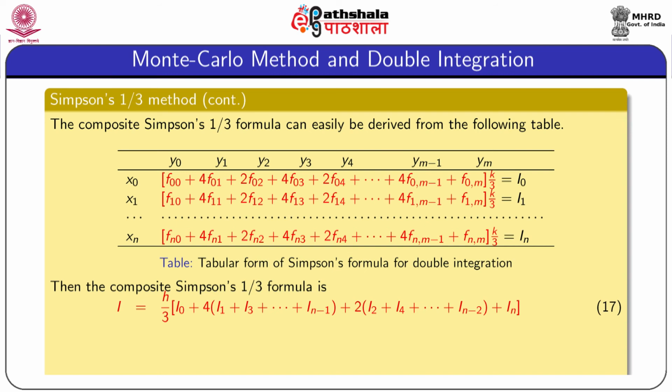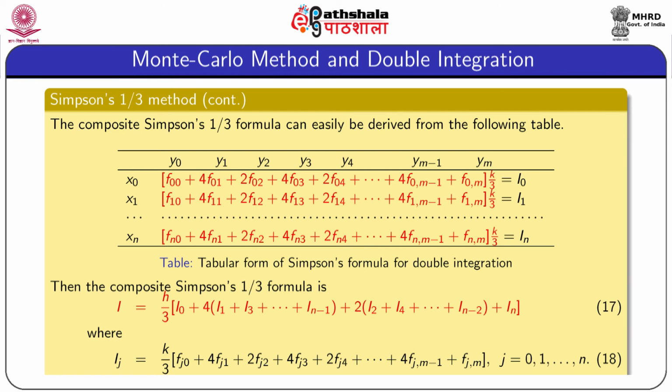This formula is nothing but the composite Simpson one-third formula for single variable case, where each Ij is obtained by this expression. Note that equation 18 is nothing but the composite Simpson one-third formula to find the integration with respect to y. Thus, equations 17 and 18 simultaneously give the composite Simpson one-third formula to find the double integration.